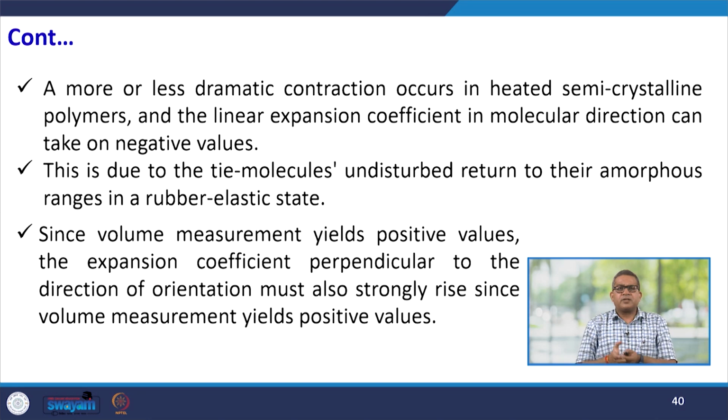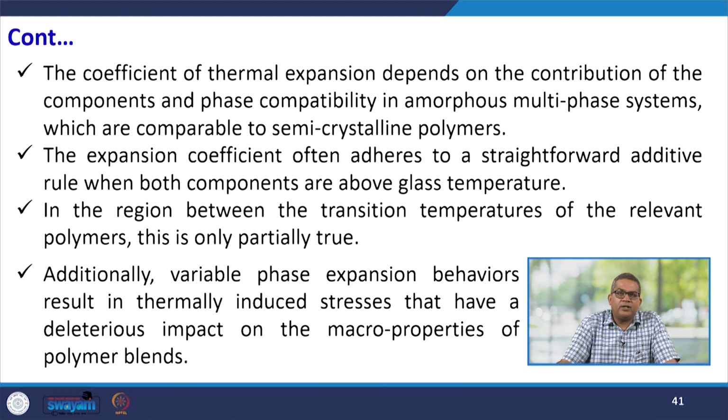A more or less dramatic contraction occurs in heated semicrystalline polymers, and the linear expansion coefficient in the molecular direction can take on negative values. This is due to the tie molecules undisturbedly returning to their amorphous ranges in the rubber elastic state. Since the volume measurement yields positive values, the expansion coefficient perpendicular to the direction of orientation must also strongly rise.